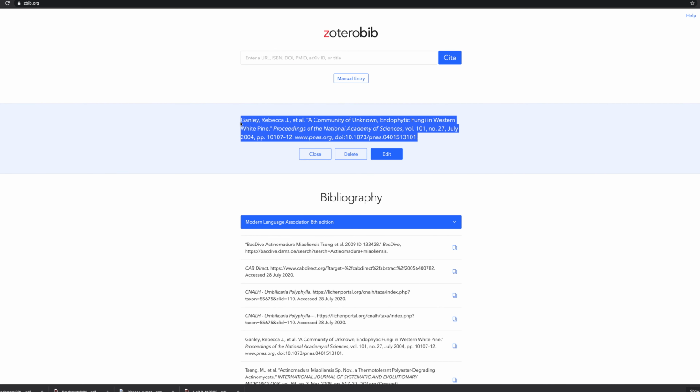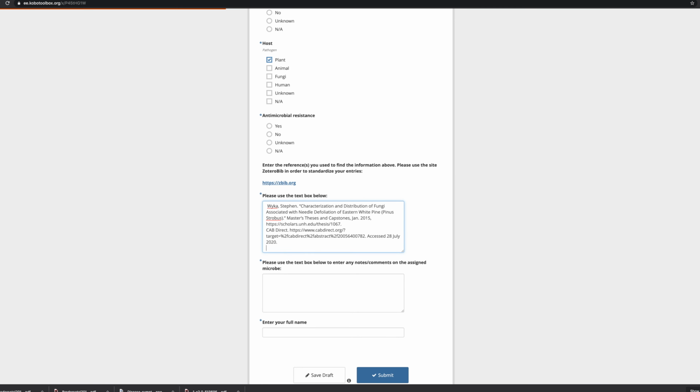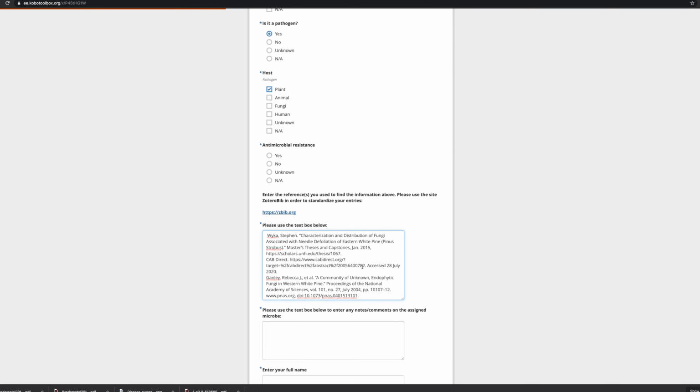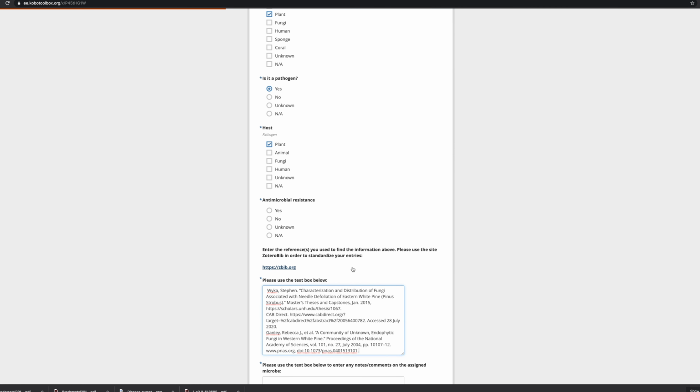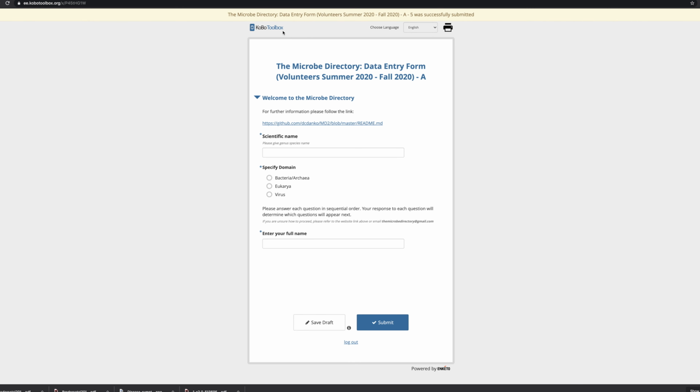And that's it. We copied this into our Kobo form, and we don't have any information about the antimicrobial resistance or antifungal resistance of these fungi, so we're going to select unknown, and that's it. We don't have any comments, and this is going to be the test 2 for fungi. We're going to submit, and that's it. Our microbe has been successfully submitted.